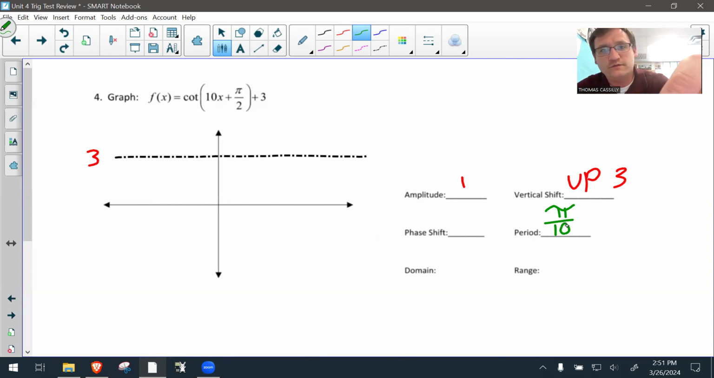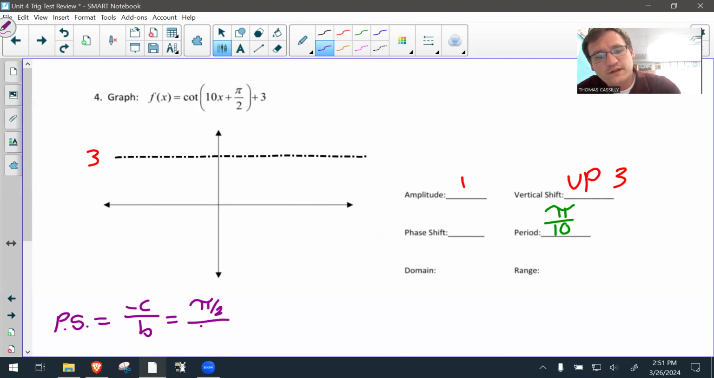Right? The phase shift, right? This is always kind of the tricky one. The phase shift, I'm going to do this down here. The phase shift is equal to negative c value. So whatever c is, make it the opposite sign. If it's positive, make it negative. If it's negative, make it positive. We're going to divide that by the b value here. So that is going to be pi over 2 divided by 10. All right, pi over 2 divided by 10 is pi over 20. All right, so our phase shift is pi over 20, to the right, it's going to the right, pi over 20 here.